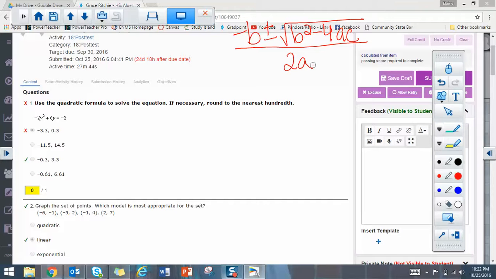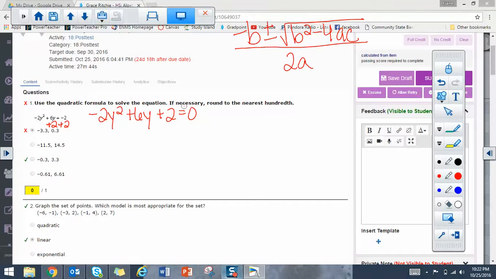So for the first equation, the first thing you have to do is add 2 to both sides. You want to do that because we need to recognize that the negative 2, everything needs to be on the left-hand side, on the same side, so that we use the right signs. So we have negative 2y squared plus 6y plus 2 equals 0.